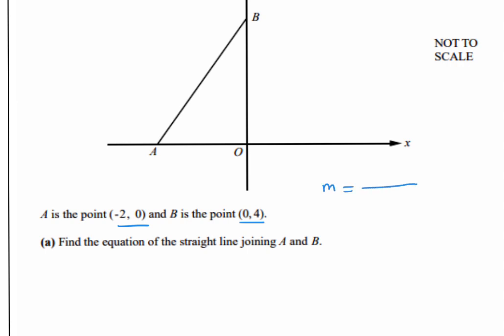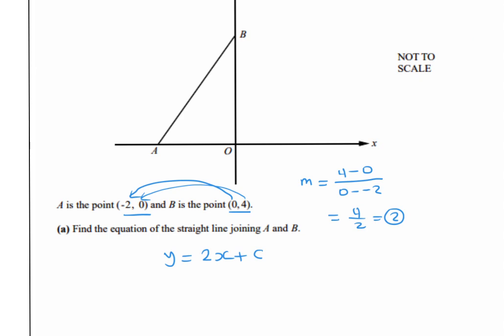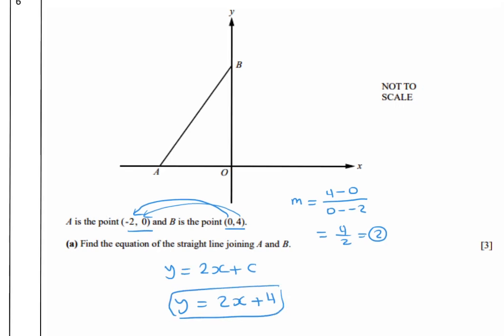M equals 4 minus 0, y minus y, over x minus x, 0 minus negative 2. So equals 4 over 2, which is 2. So the gradient is 2. Next, you can write the equation now. Y equals 2x plus c. To find c, do you have c? C is the y-intercept. Because the point is (0, 4), when x equals 0, y is c. So c is 4, the y-intercept. So y equals 2x plus 4. This is the equation for the line.